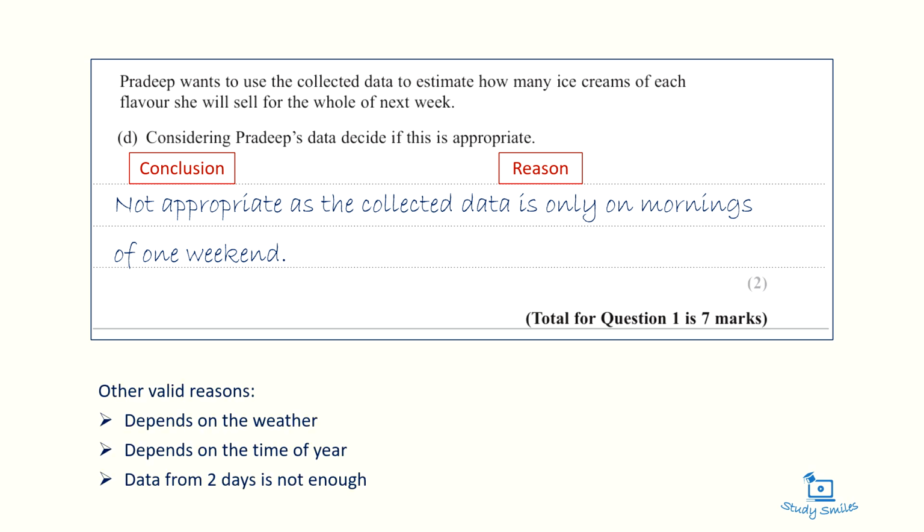There are other reasons that would also be accepted, such as it depends on the weather or time of year, or that data from 2 days is not sufficient. However, remember you need to conclude it's not appropriate, as well as giving one of these reasons to get the 2 marks. And that's the total 7 marks for question 1.